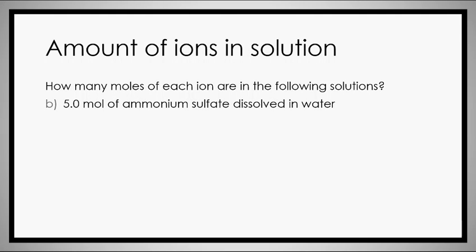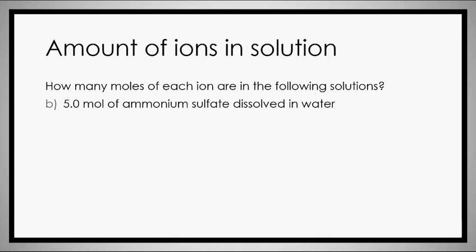And so how many moles of each ion are in the following solutions? Still the same question, but now we're dealing with 5.0 moles of ammonium sulfate dissolved in water. And so for this one, you have to remember your polyatomic ions. Not only that, you need to remember the charges on your polyatomic ions. And so here we have ammonium. Ammonium is NH4 with a positive charge. Sulfate is an SO4, but it has a 2- charge, or a -2 charge.